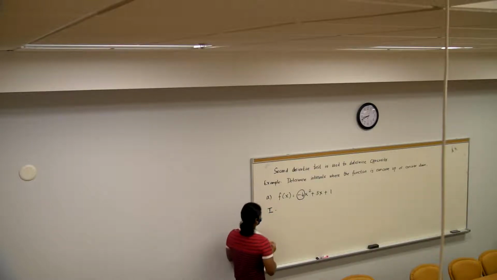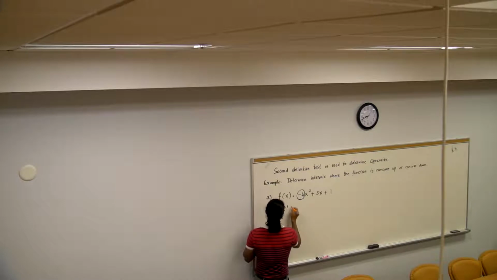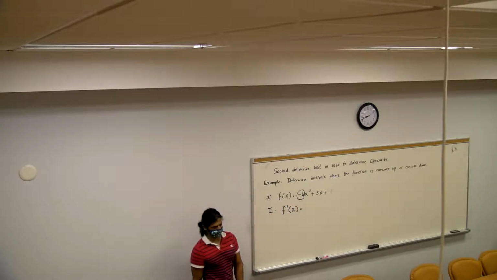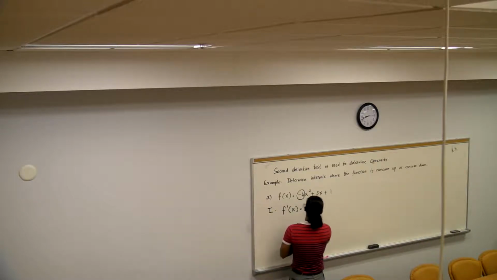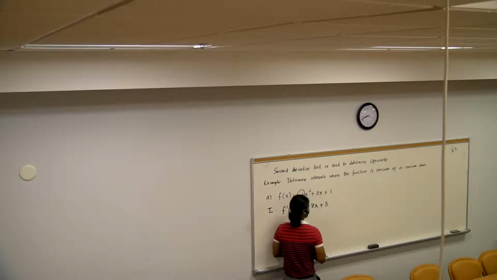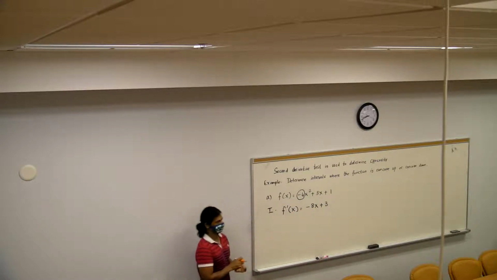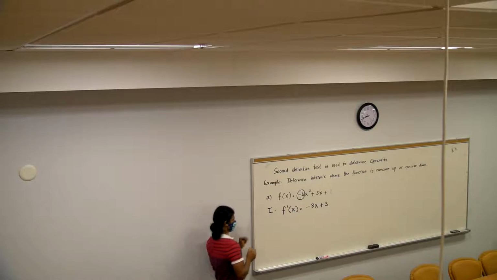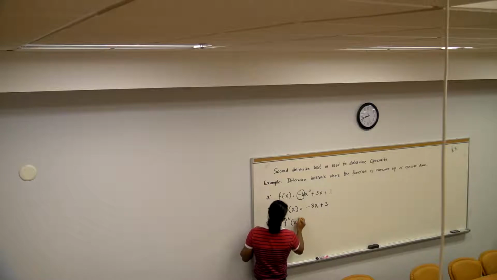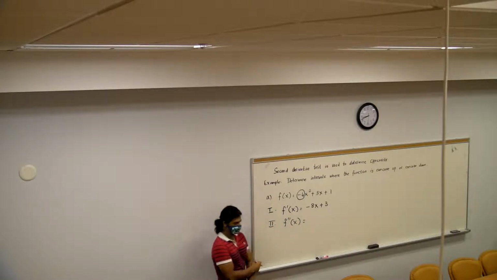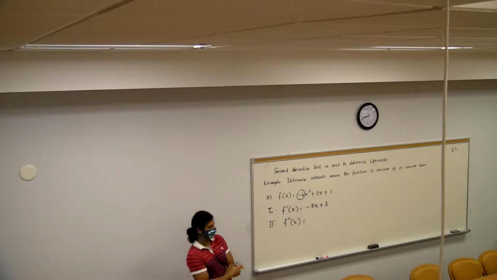Step one, we have to find the first derivative. It's pretty easy here. That would be negative 8x plus 3. Step two, what is the second derivative? Negative 8.